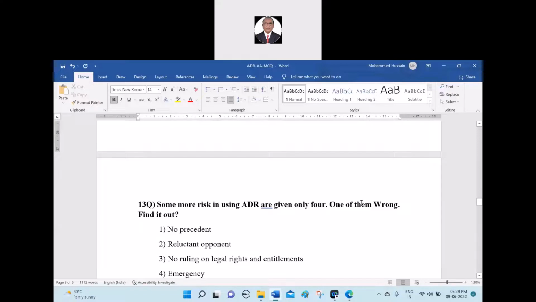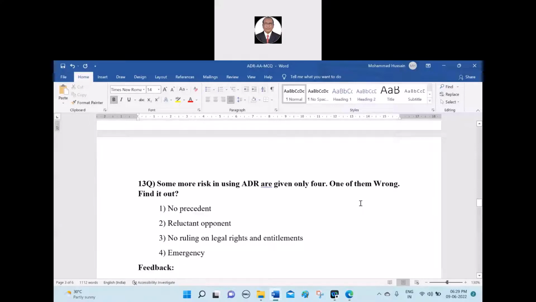Okay, 13th question. Some more risks in using the ADR are given, only 4. One of them is wrong. Again, one is not related to the risk of the ADR, but the other 3 are very much relevant. Number 1, no precedent. Number 2, reluctant opponent. Number 3, no ruling on legal rights and entitlement. Number 4, emergency.